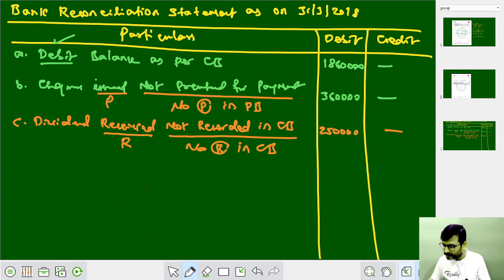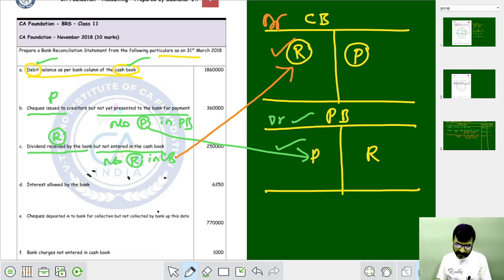2,50,000 on the credit side. Then interest allowed by bank. Be careful, allowed by bank. The banker is allowed to whom? The banker allowed interest to our business, on our investment, on our deposit.